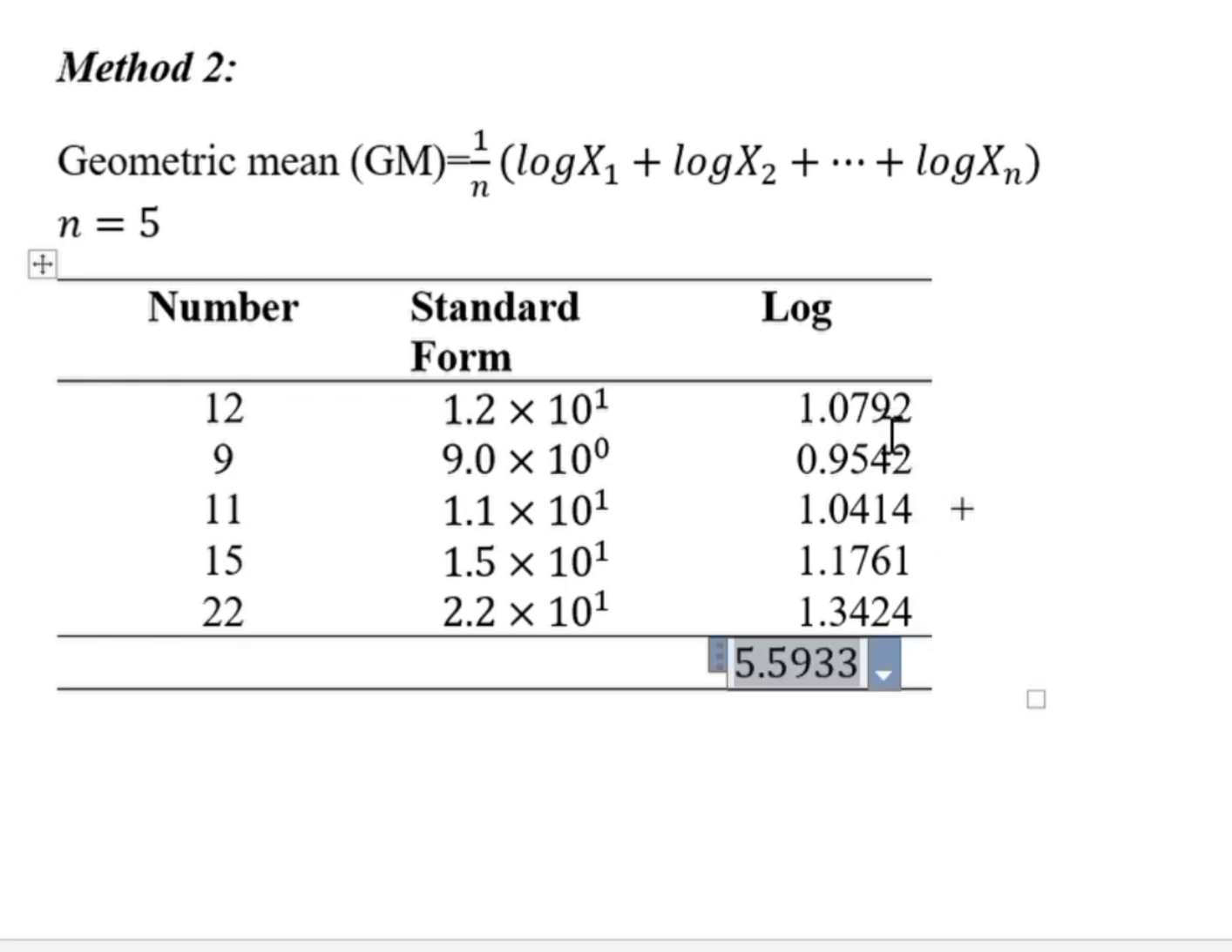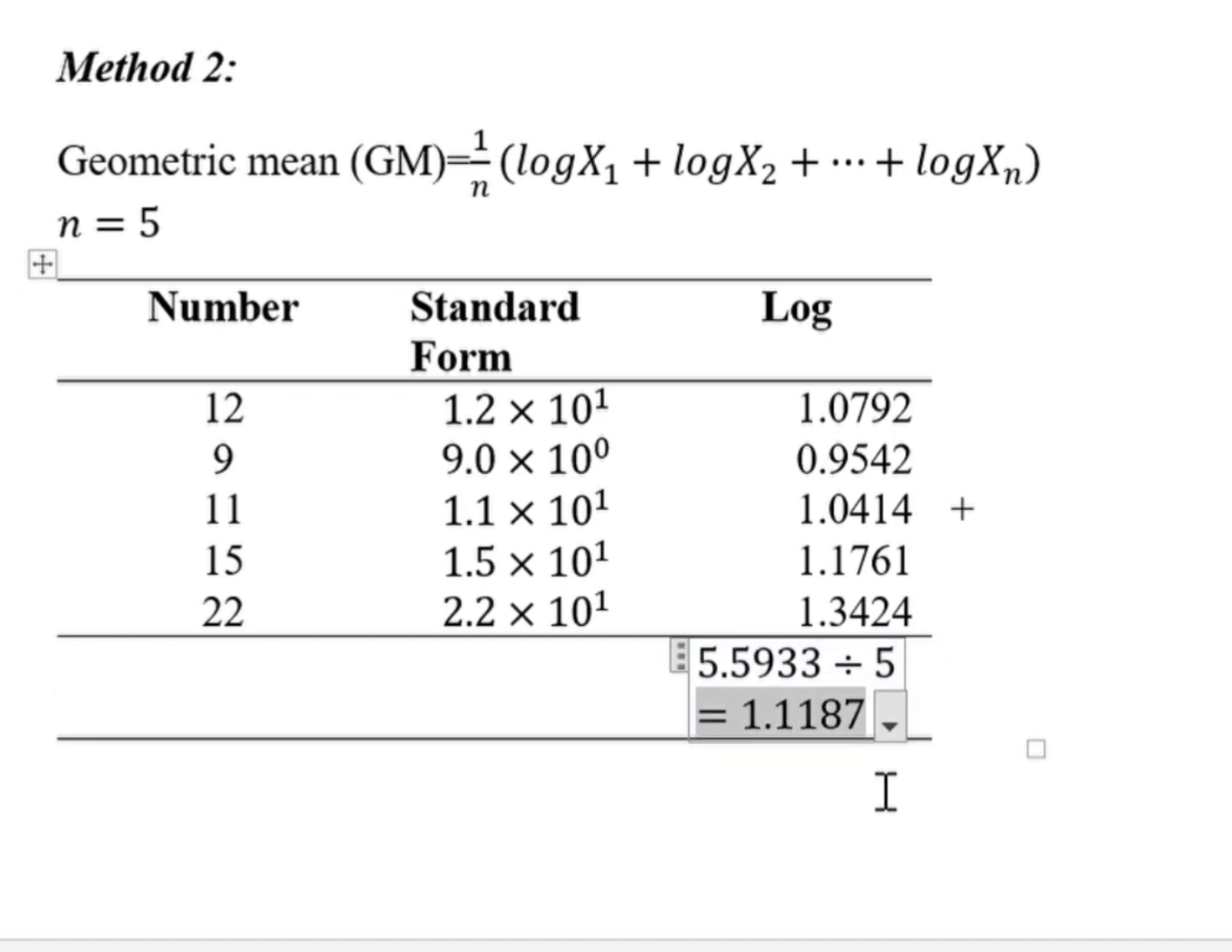When you add these logarithms, you get 5.5933. Because there are 5 values that we want to look for their geometric mean, we shall divide this logarithm by 5. So we divide by 5, that gives us 1.1187. So this is the logarithm of the geometric mean of these values.